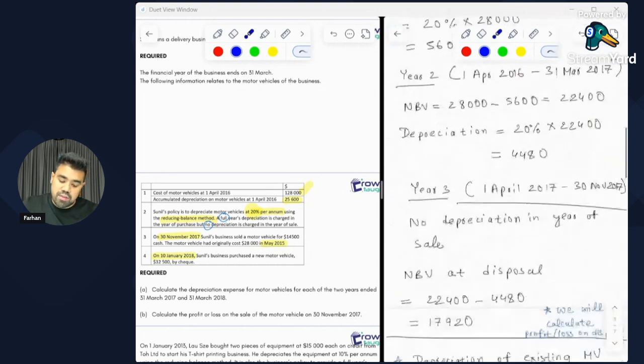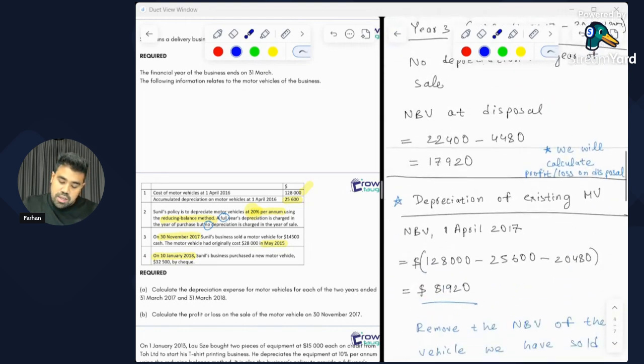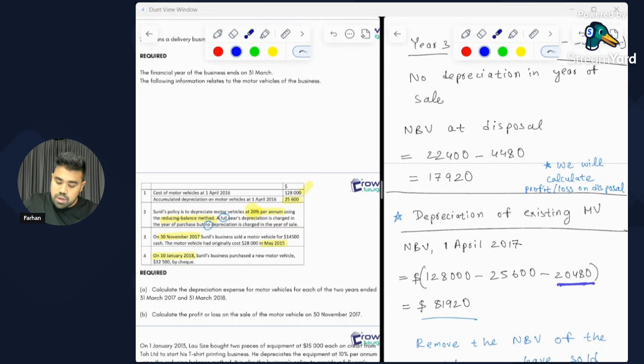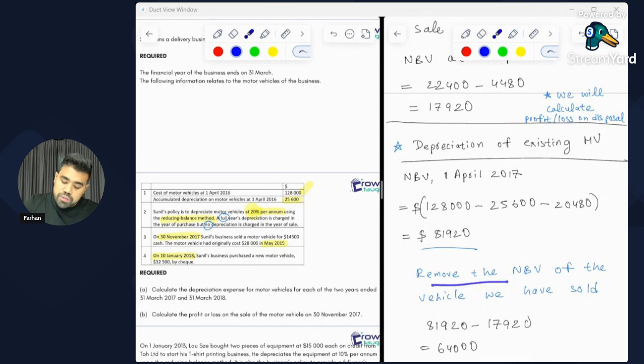Okay, so 20,480 is what we are subtracting here, right? And that leaves us with a net book value at 1 April 2017 of $81,920, right? Okay. Keeping aside the purchase of the new non-current asset in Jan 2018, what we're going to do is remove the net book value of the old vehicle that we have sold, all right? Again, we are keeping aside the purchase of the new non-current asset because we calculated the depreciation for that separately on the basis that we're applying a full depreciation.